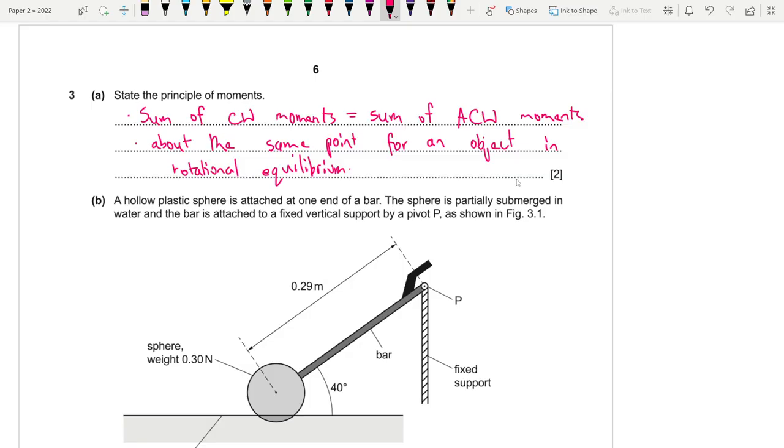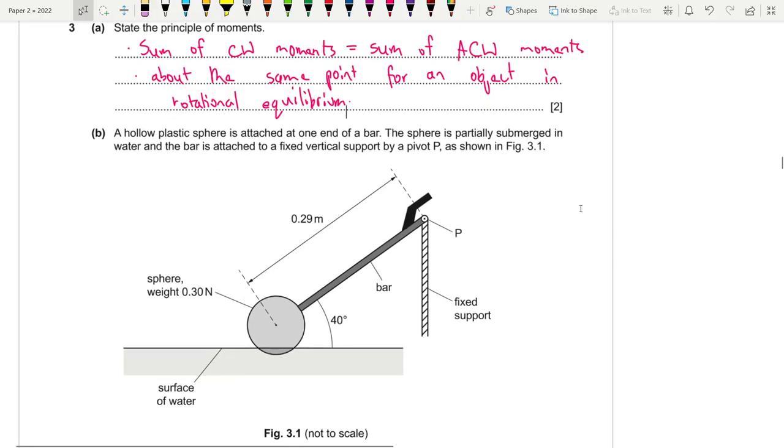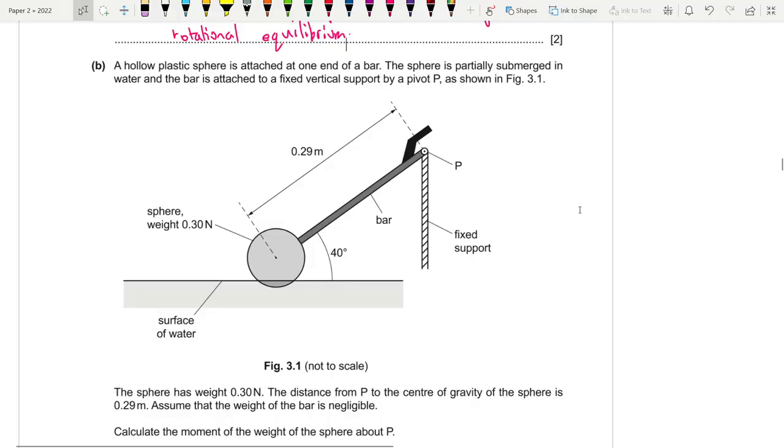We have a hollow plastic sphere which is attached at one end of a bar. The sphere is partially submerged in water and the bar is attached to a fixed vertical support by a pivot P, as shown in figure 3.1. The sphere has weight 0.30 newton. The distance from P to the center of gravity of the sphere is 0.29 meters. Assume that the weight of the bar is negligible. Calculate the moment of the weight of the sphere about P.